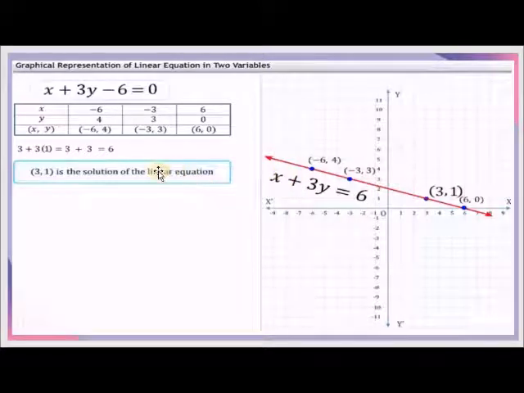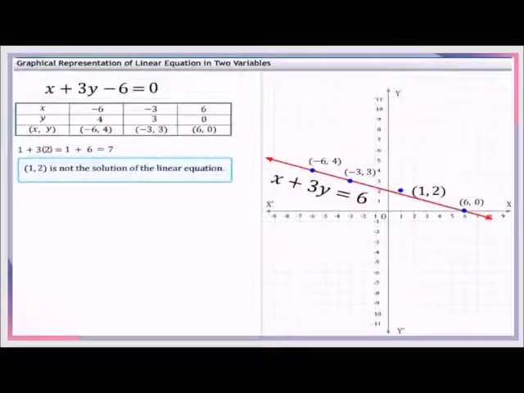Fine. And if we take a point, this is (3, 1). If we put x as 3 and y as 1, then the value will come as 6. And x plus 3y equals 6, because here it is -6, and if this goes to this side, then it becomes +6. So our left hand side is equal to the right hand side. Therefore (3, 1) is a solution of the linear equation.